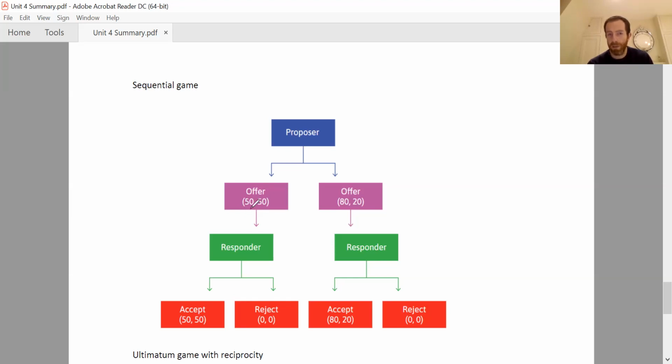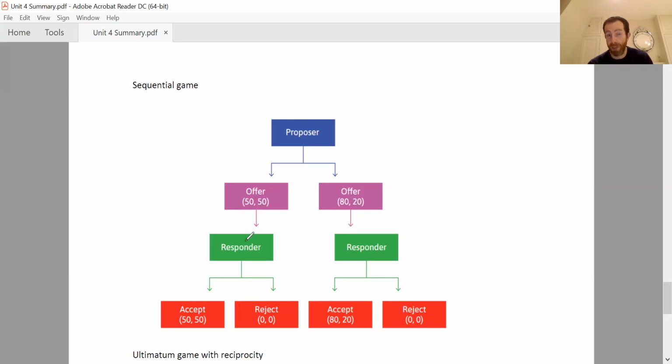One is where they could take this $100 and offer the second person, the responder, an equal split, where the proposer gets 50 and the responder gets 50. Or the other option is the proposer could say, I'll take 80, and you, responder, get 20. And then after each of these possible choices, we see the possible things the responder could do.